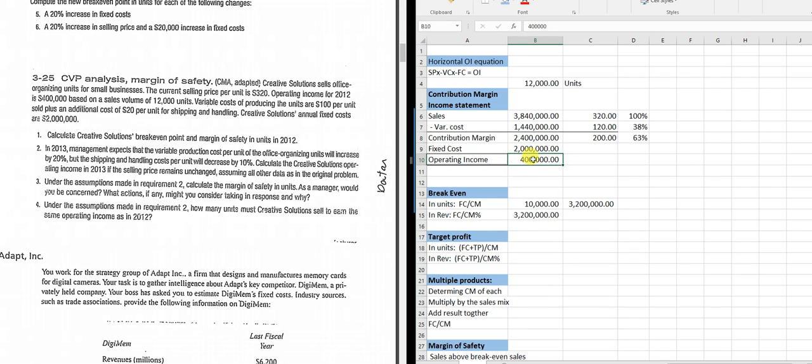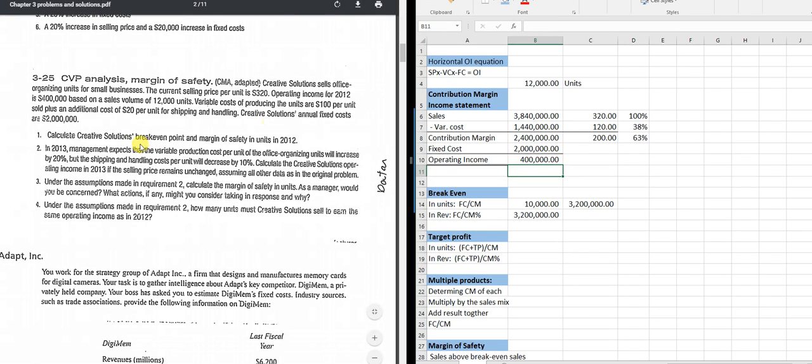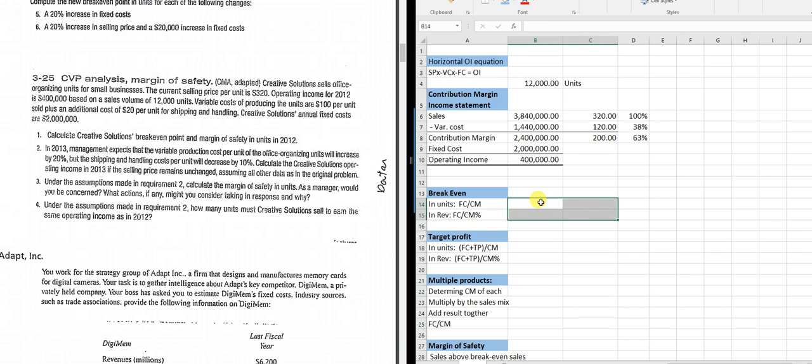Okay, so let's make sure I've got this, put a formula back in there. Okay, so I have $400,000. Calculate Creative Solutions' break-even point and margin of safety. So the first thing I need to do is figure out their break-even. So break-even is fixed costs divided by my contribution margin. And this will give me my break-even in units, 10,000.